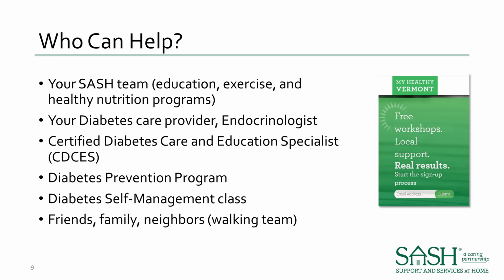Also, consider enrolling in a diabetes prevention program if you have pre-diabetes, again, A1c of 5.7 to 6.4. If you do have diabetes, consider attending or participating in a diabetes self-management class. And lastly, perhaps you have some support with friends, families, and neighbors. Maybe you can create a walking team and support each other to meet that goal of 150 minutes per week.